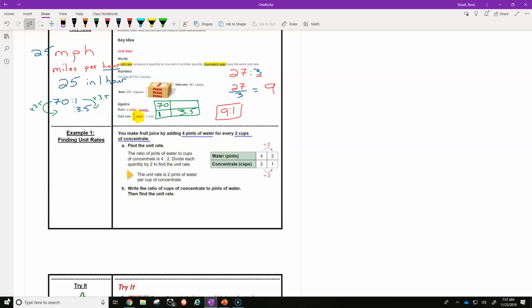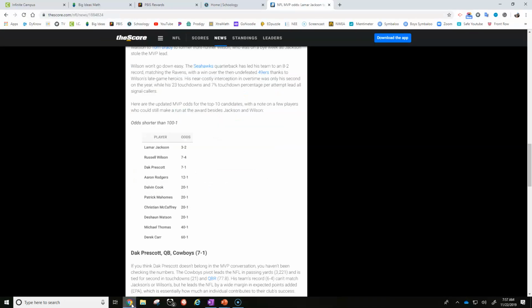Then, how about this? I got 2, and that reminded me of something. This one is something that you guys should probably see. How about what's going on right now in the NFL? They're trying to find out who should get the MVP. Now, one reason people like rates and ratios is for gambling.